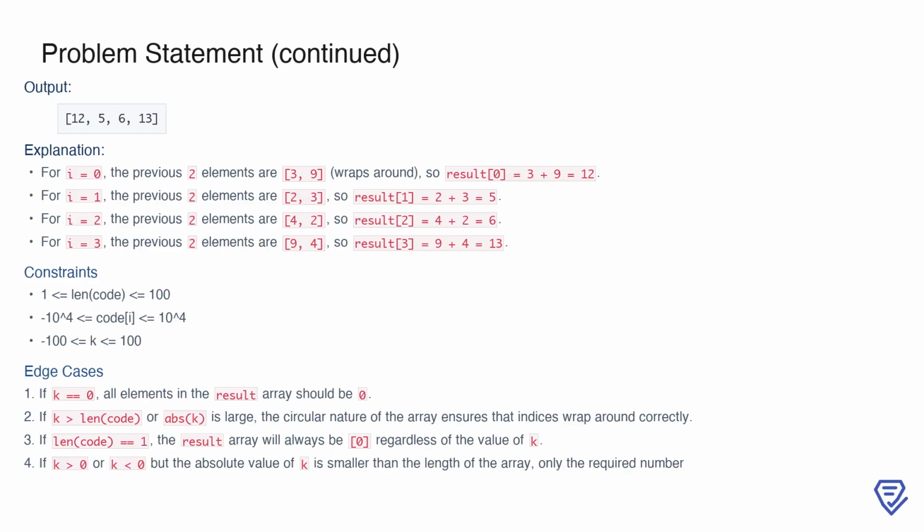For i equals 1, the previous two elements are 2, 3, and their sum equals 5. For i equals 2, the previous two elements are 4, 2, and their sum equals 6. Finally, for i equals 3, the previous two elements are 9, 4, and their sum equals 13. This results in the output 12, 5, 6, 13.